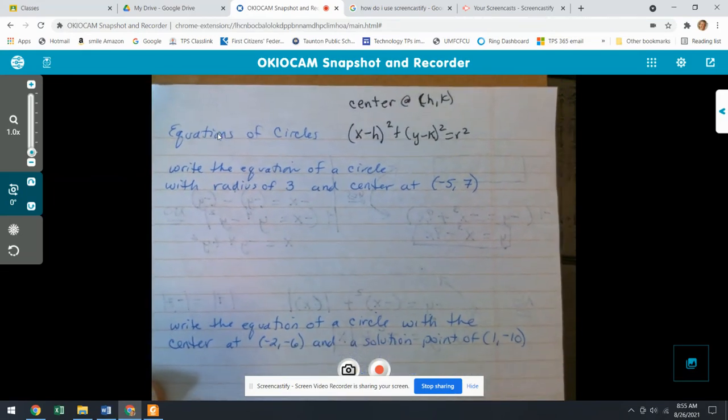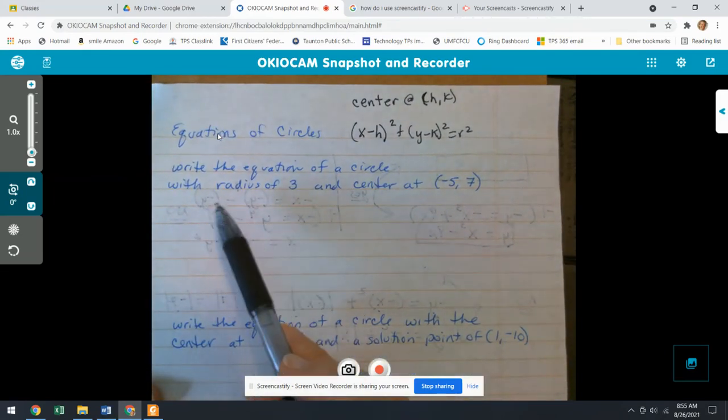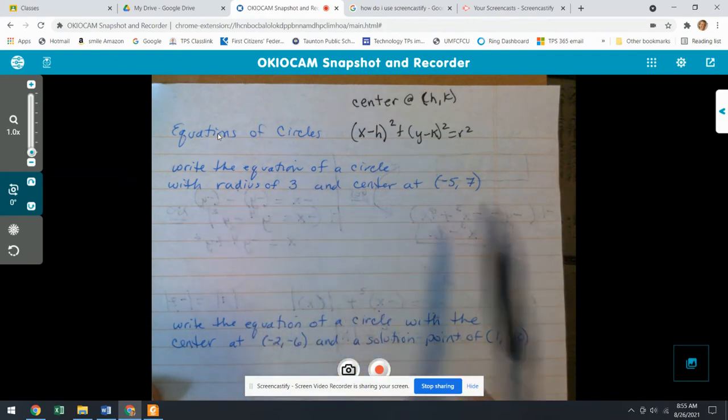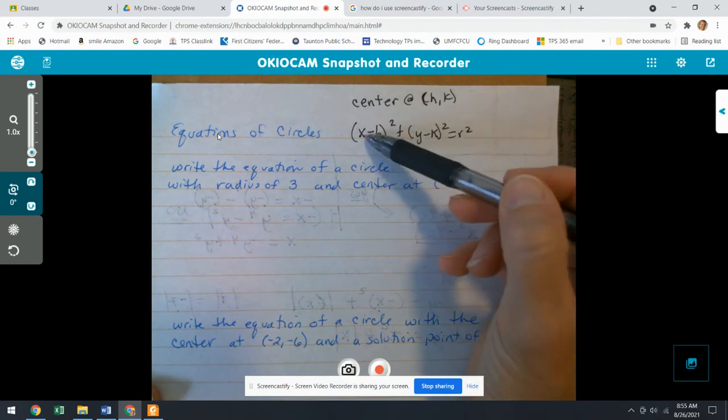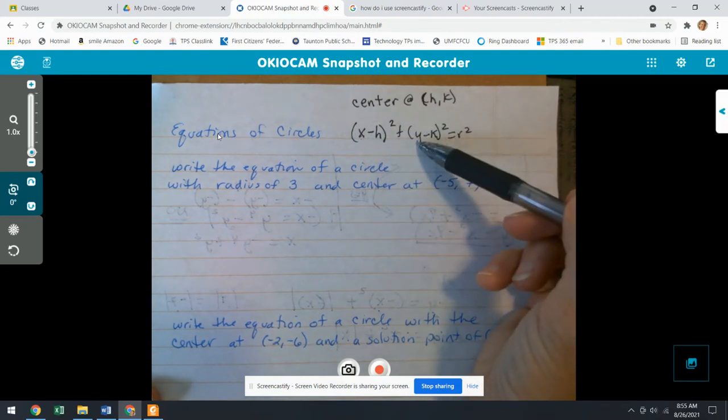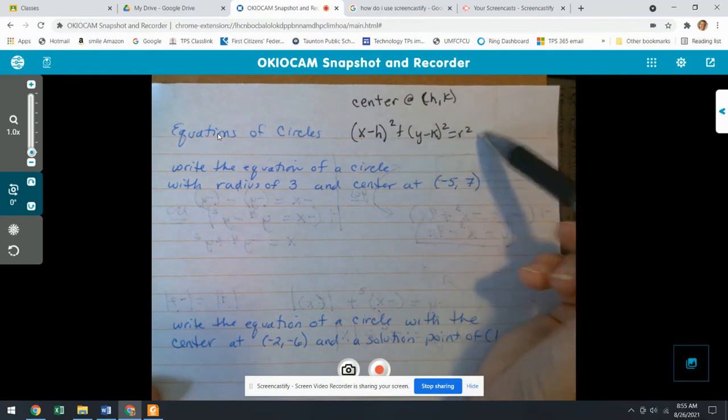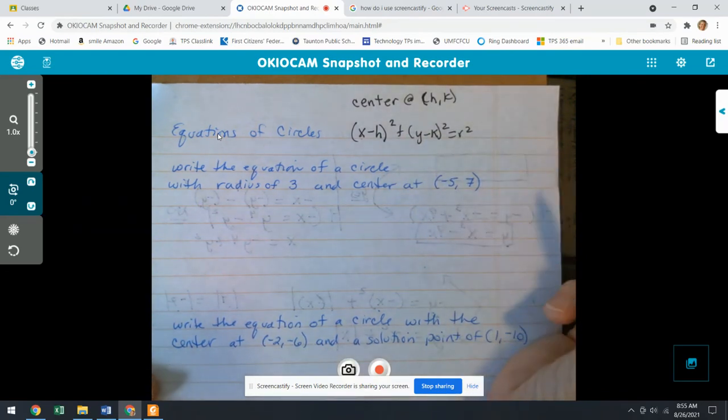We have to write the equation of a circle with the radius of 3 and a center of (-5, 7). So here is the standard form. The x will stay an x in our answer, and the y will stay a y in the answer. But we'll have a number for h, k, and r. That's going to be our goal.